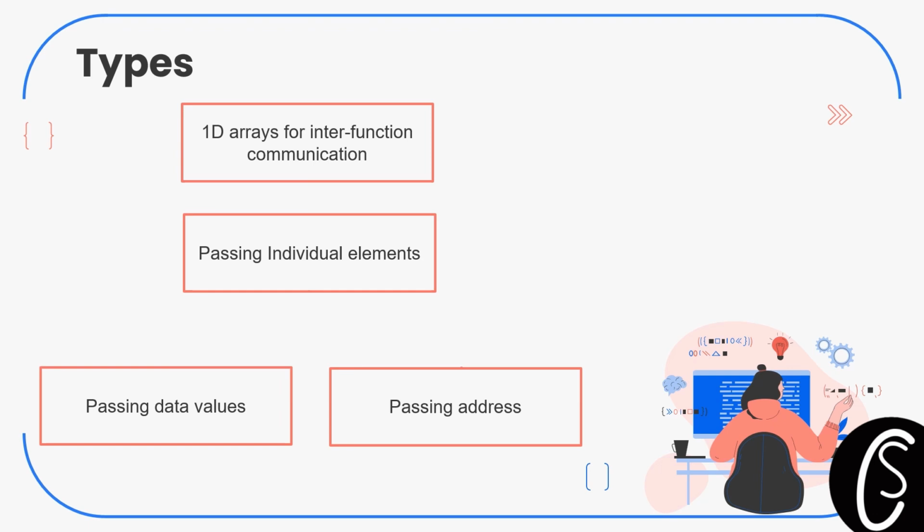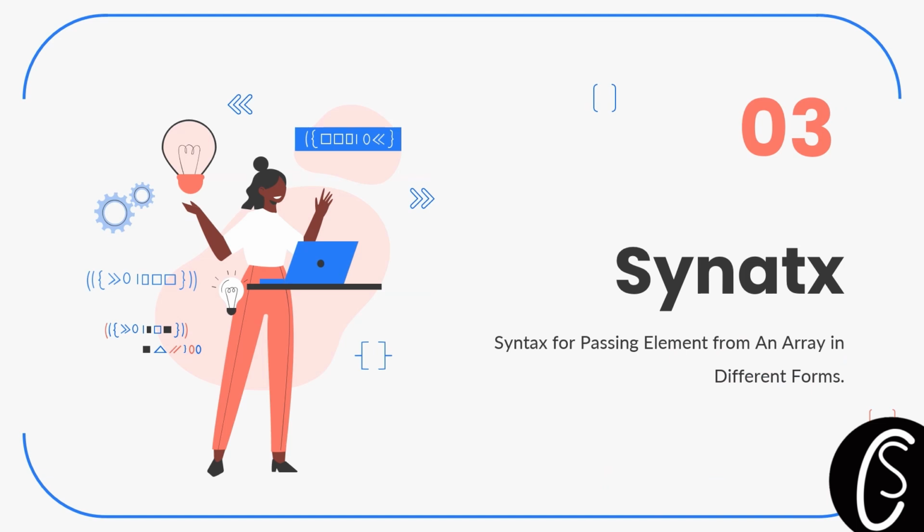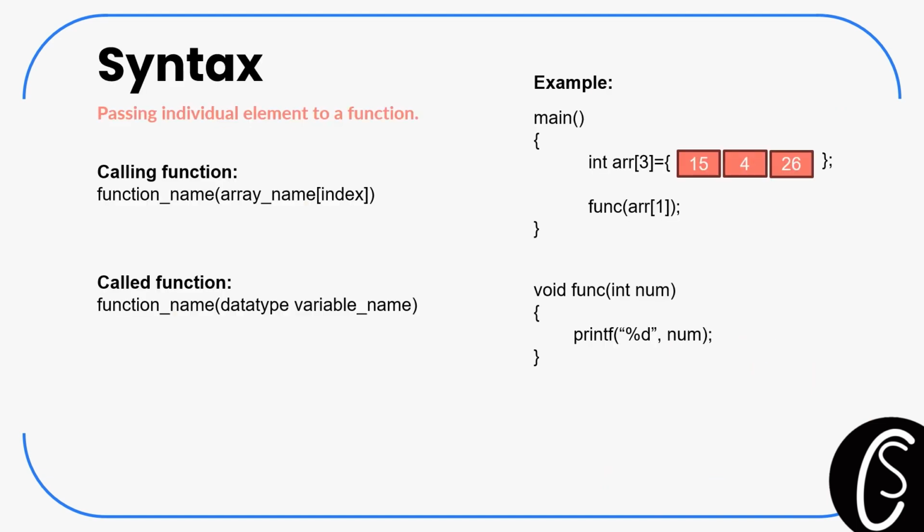Look at the chart here. It shows a one-dimensional array involved in inter-process communication. The communication involves sending data present at different indices in the array. The way of sending data to a called function is divided into two parts. One is passing data value and the other involves sending the address of the data to the called function. The syntax for passing an individual element either as data or address.